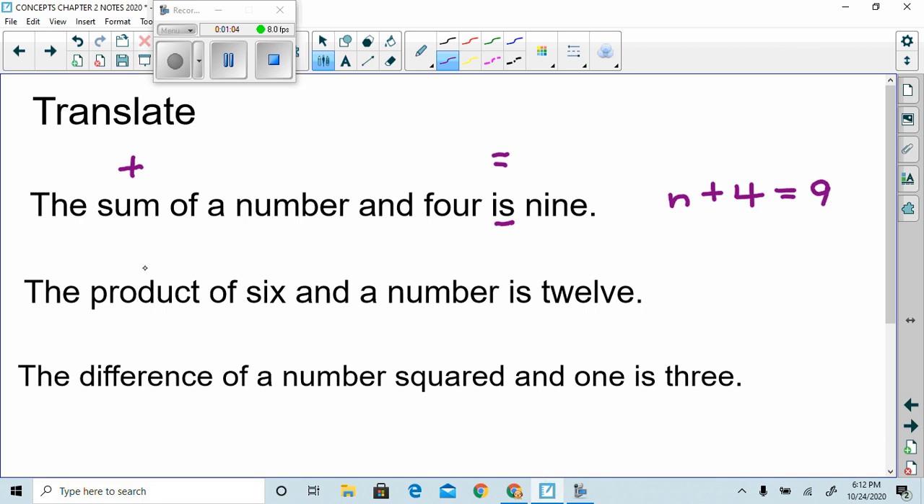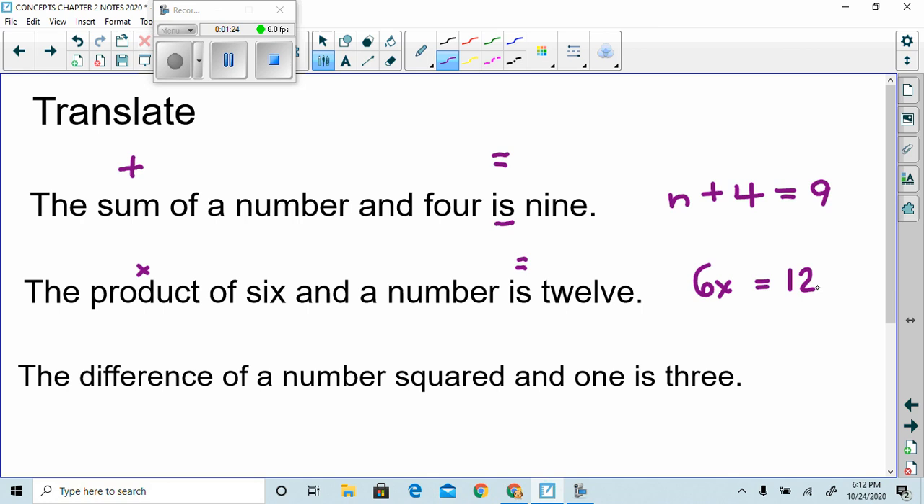We know product means multiply, and we know "is," once again, is equals. It could actually say equals too. We've tried some of those already. The product of 6 and a number, let's just say 6x, is 12. So these first two are just one-step equations.